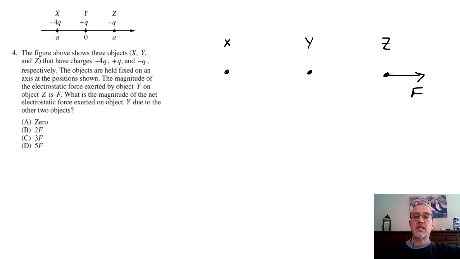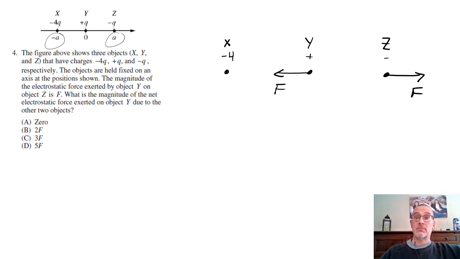What that means is that because of Newton's third law, if that's the force on Z because of Y, then Y is going to have a force on it in this direction from Z, also of magnitude F. And so again, Y is positive, Z is negative, X is 4 times as negative. Since the distance between Y and Z and the distance between Y and X are the same, they're both distance A and negative A, we have to figure out what is going to be the force of X on Y if the charge is 4 times as much.